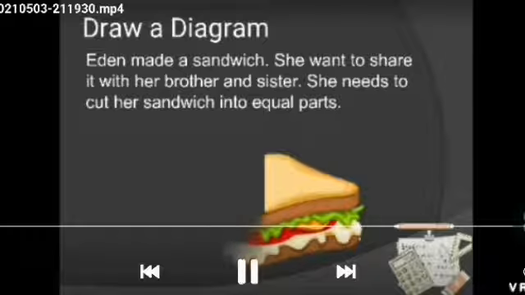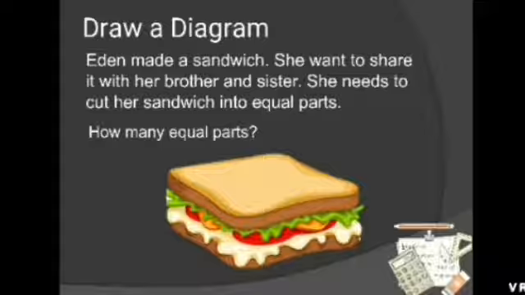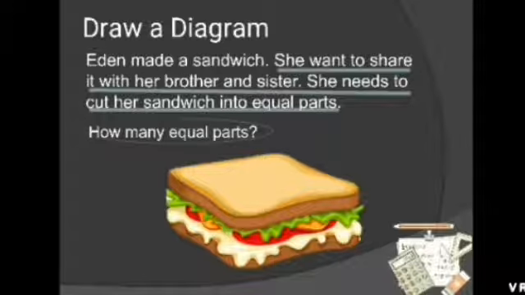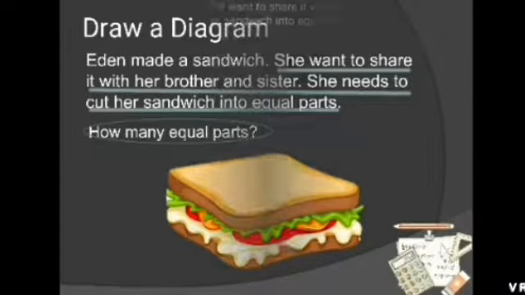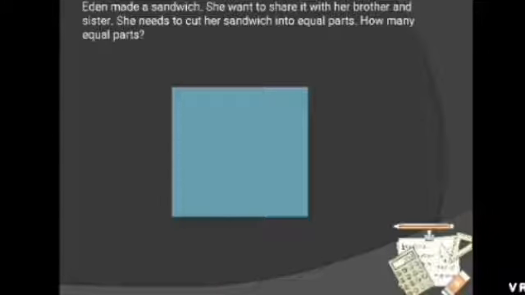Eden made a sandwich. She wants to share it with her brother and sister. She needs to cut her sandwich into equal parts. How many equal parts? Let us underline those important words and encircle the question. So I have here a figure, or draw a square. We will slice it into 3 equal parts. That would be for Eden, her brother, and her sister.